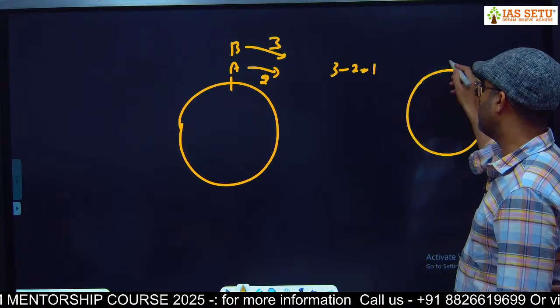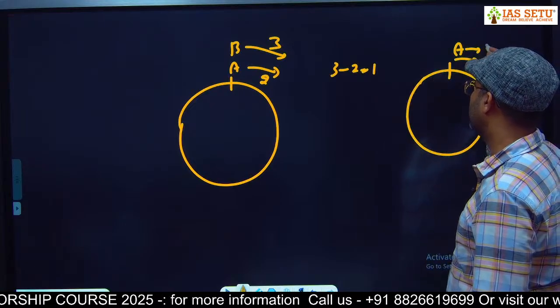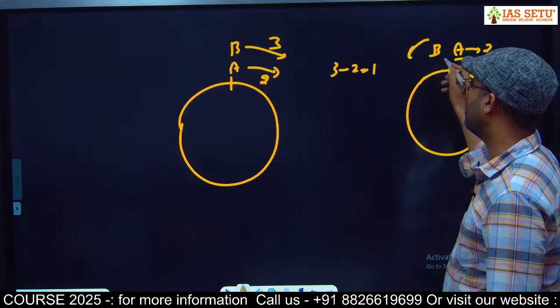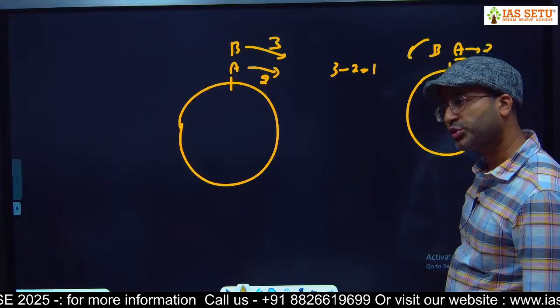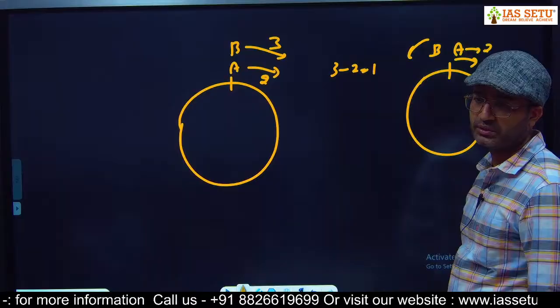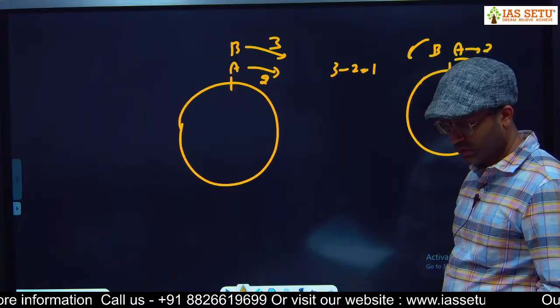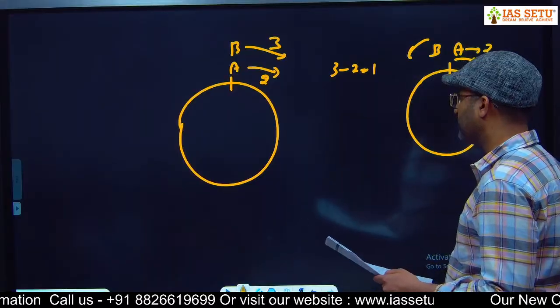अगर ये दिया हुआ कि they are running in opposite direction, A completes 2 rounds, B completes 3 rounds, so how many times will they cross each other? You have to add 2 plus 3, 5 times. This is the concept. Next is question number 16.